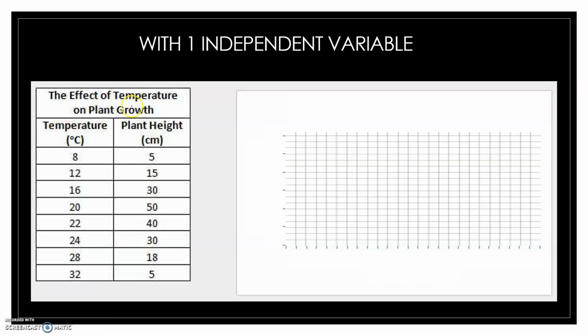Now, that being said, the effect of temperature, as I said, is the independent variable. So I have an I right in front of that temperature. Just remember, whenever you have a table format like that, usually the independent variable is on the left-hand side. As you saw on the previous slide, the independent variable is usually on the x-axis. So we're going to put that temperature in degrees Celsius on the x-axis.